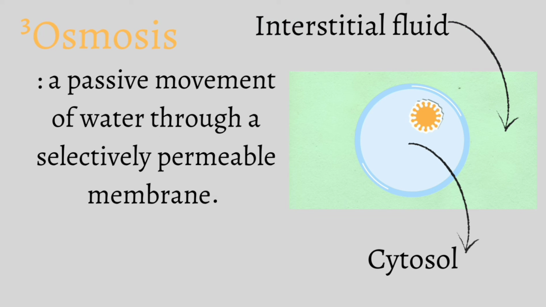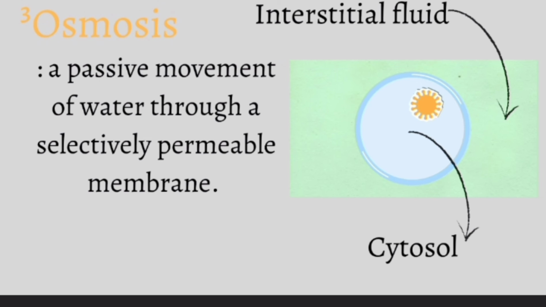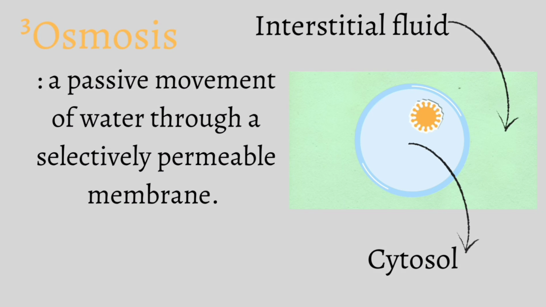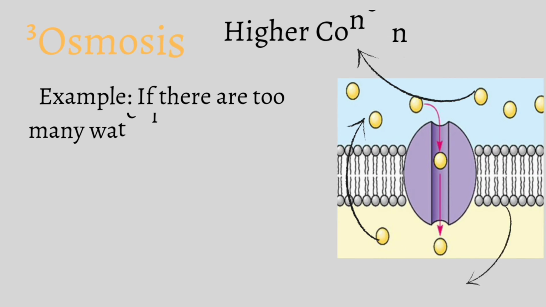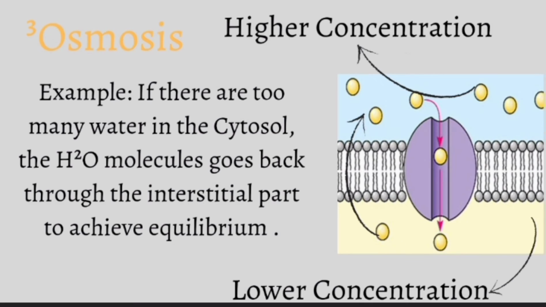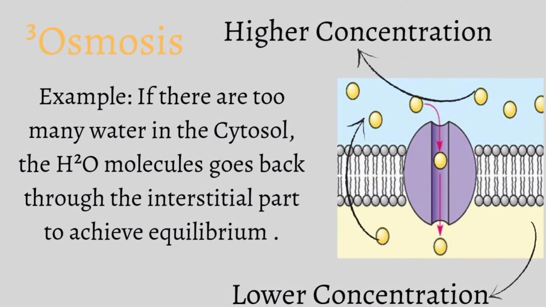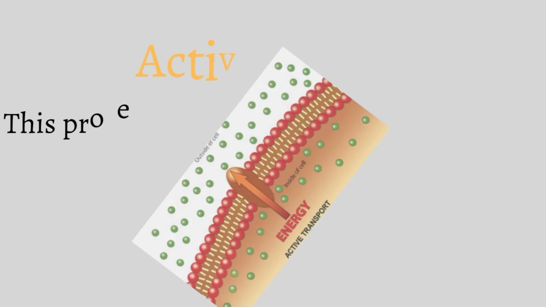Next one is osmosis. It is a passive movement of water through a selectively permeable membrane. This only happens when there is a difference in concentration between the cytosol and the interstitial fluid. For example, if there is too much water in the cytosol area, the water molecules go to the other portion of the membrane by passing through either the phospholipid bilayer or protein channel to achieve equilibrium. That's it for the passive process.